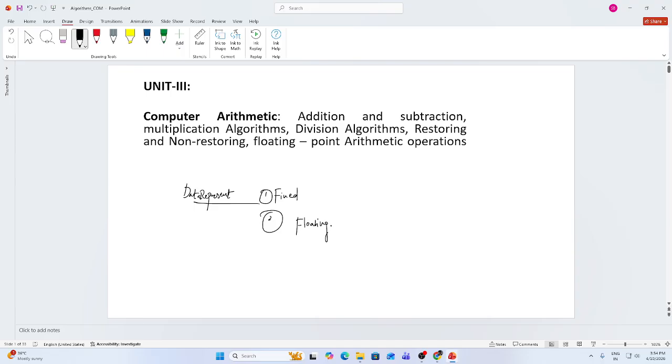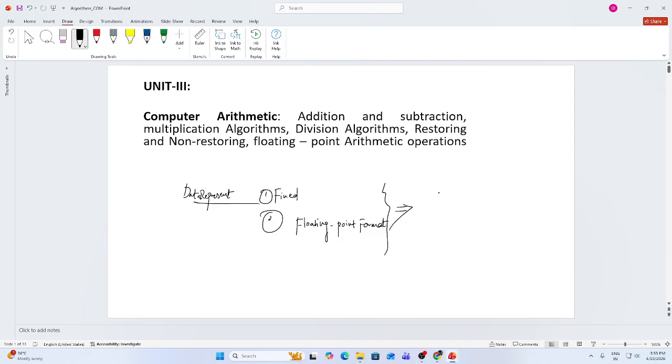You know how to represent data in the fixed point format and the floating point format, as we discussed in the previous part of the unit. Now we are going to continue with this. Once we represent data with fixed point and floating point, now we are interested in how to perform the basic computer arithmetic.